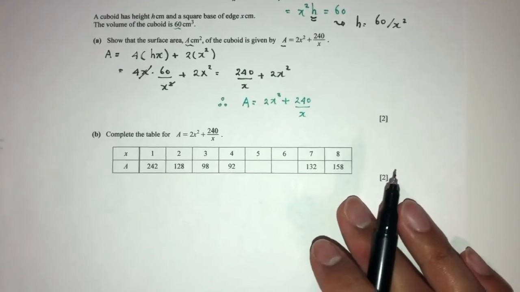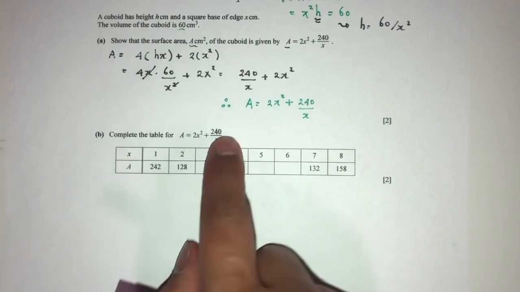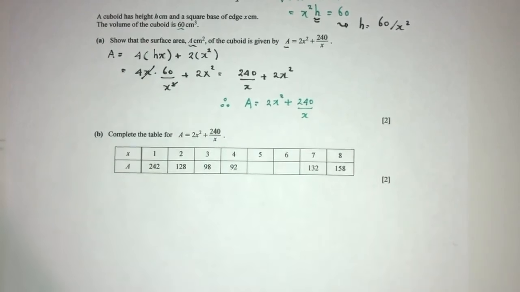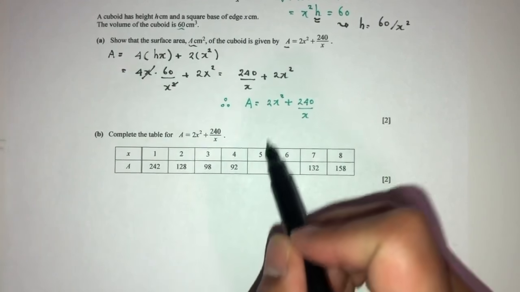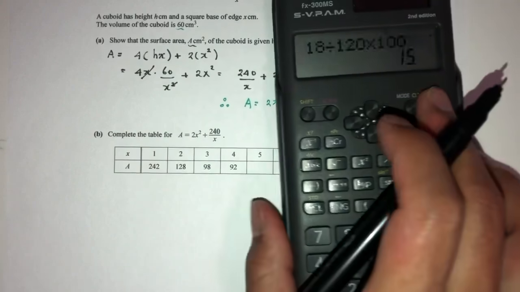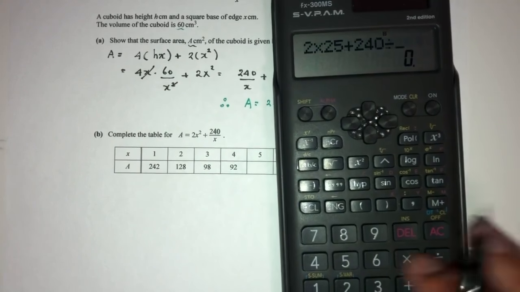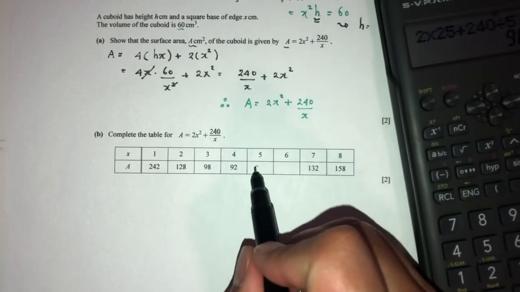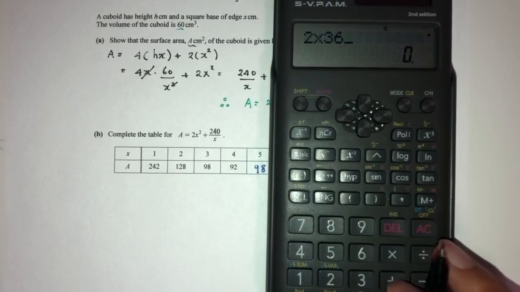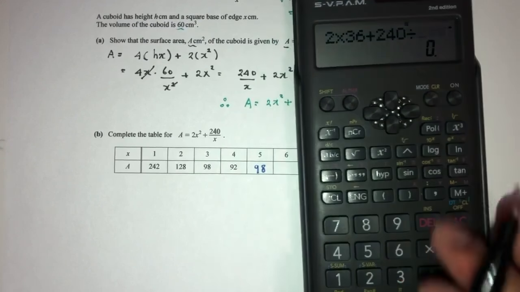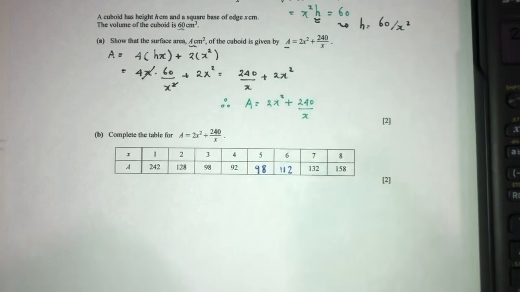Now let's move on to part B of your question. So now we have this formula right here. We are using this to fill out this table. When x is equal to 5, what is the value of A? So replace in the equation. You will have 2 times 5 squared, so 25, plus 240 divided by 5. That will be 98. 6. 2 times 36 plus 240 divided by 6. That will be 112. Okay, so now we have the table done.